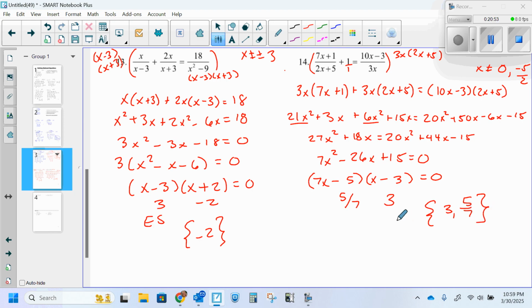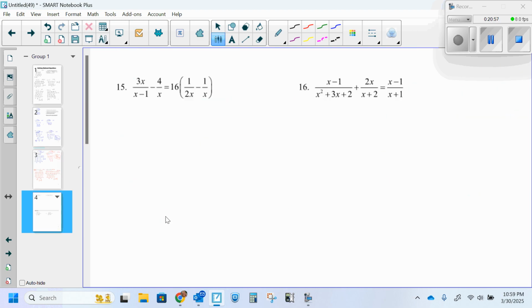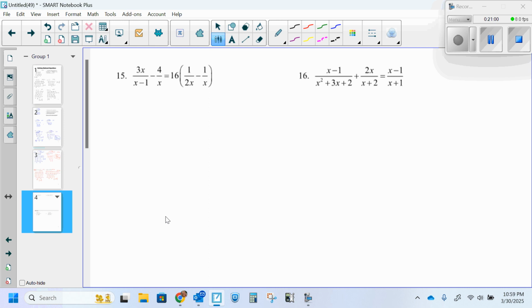All right, last page has some doozies. Well, two of them are pretty big doozies. All right, let's do number 15. A couple ways to deal with this right-hand side here. I'm just going to go ahead and distribute that through. I'm just not going to deal with that. 16/2x is 8/x minus 16/x.